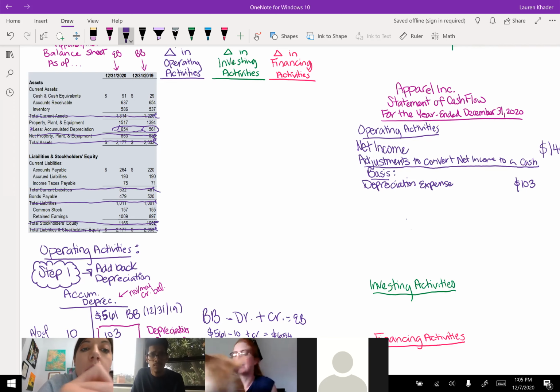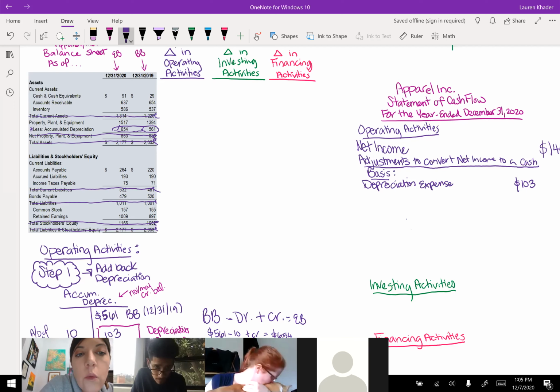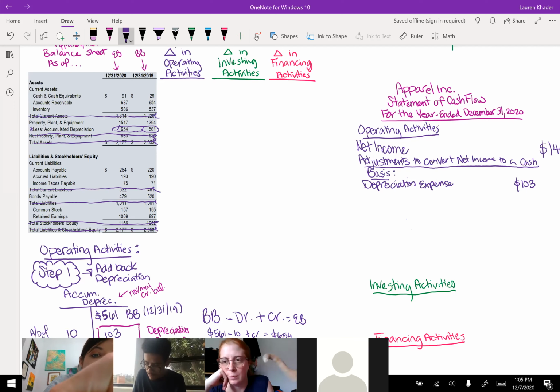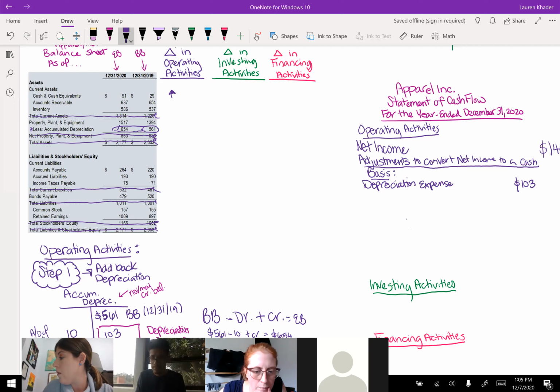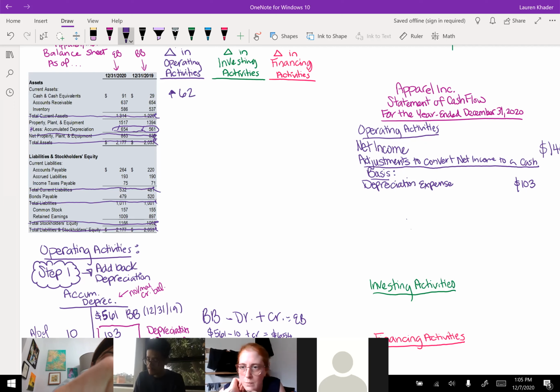So the first one is a special one. It's cash and cash equivalents. We started the year with $29 in cash and cash equivalents. We ended the year with 91. So cash and cash equivalents increased by how much? From 29 to 91. $62. And I'm just going to box this because we'll see this number later.